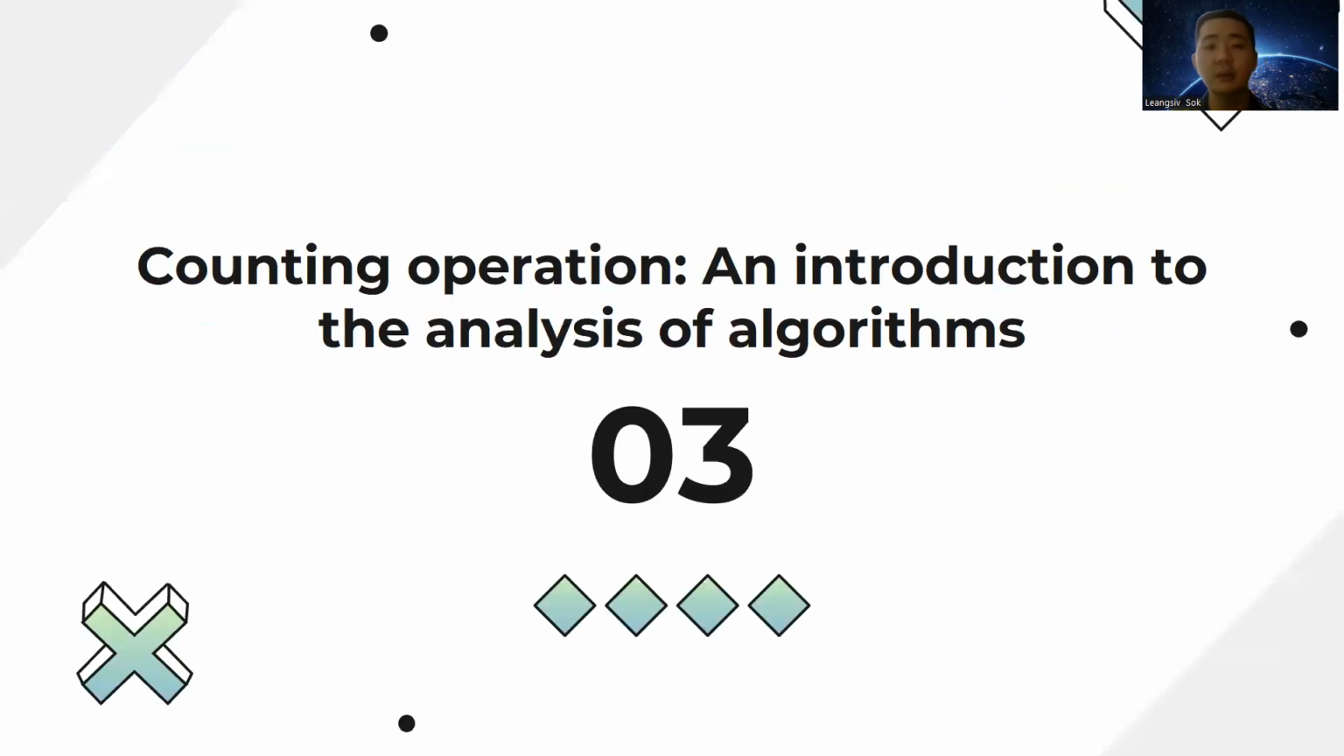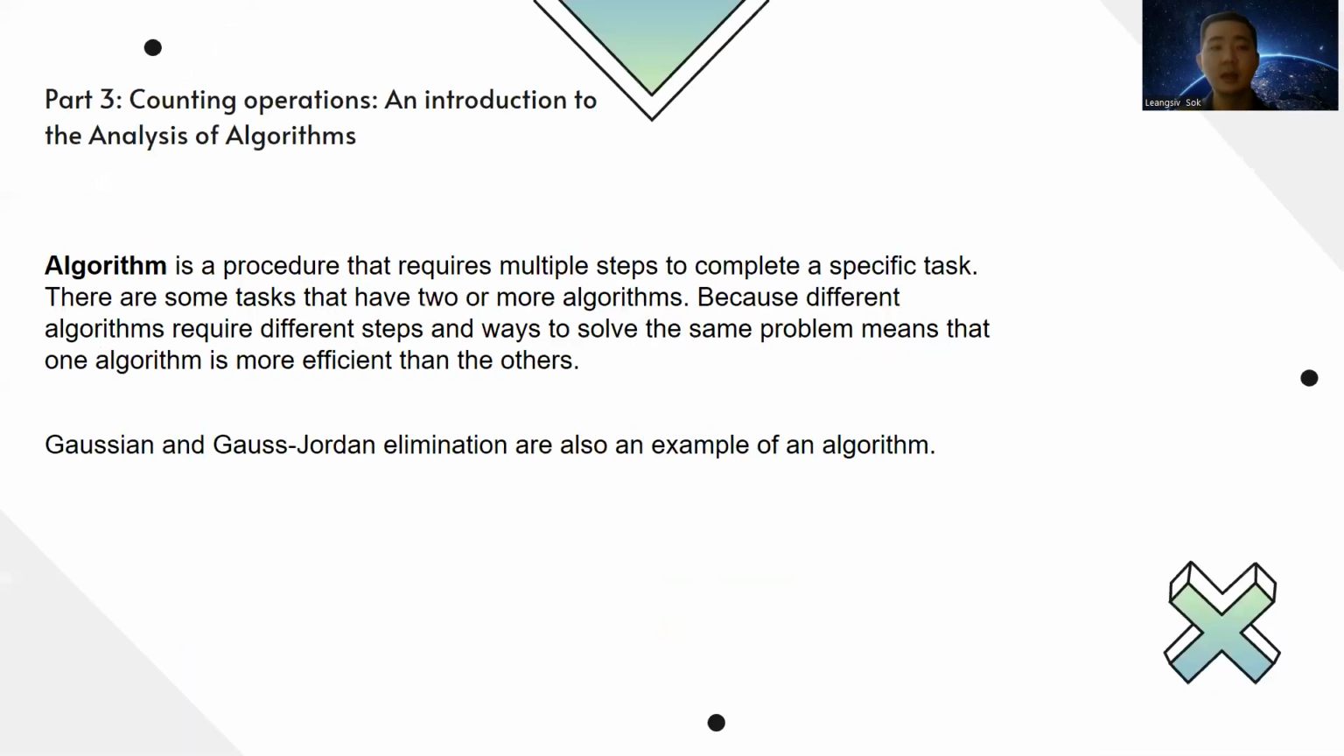Third part, counting operations and introduction to the analysis of algorithms. What is an algorithm? An algorithm is a procedure that requires multiple steps to complete a specific task. Some tasks have two or more algorithms because different algorithms require different steps and ways to solve the same problem, which means that one algorithm is more efficient than the other.